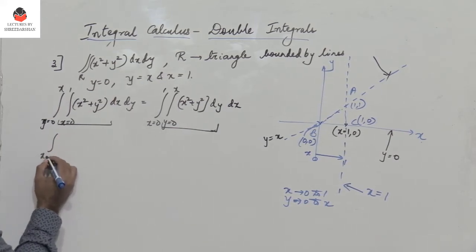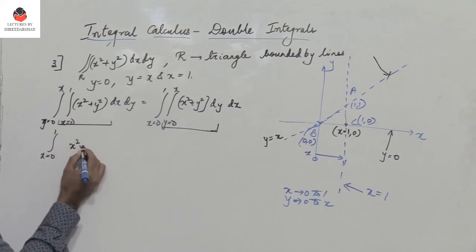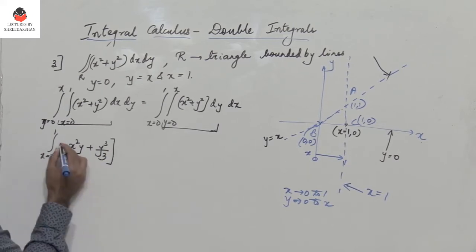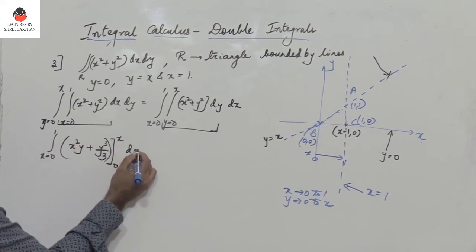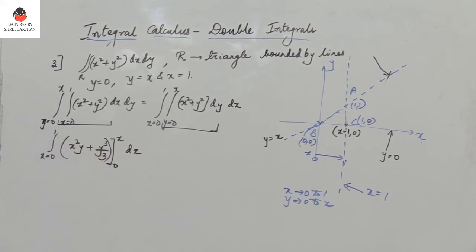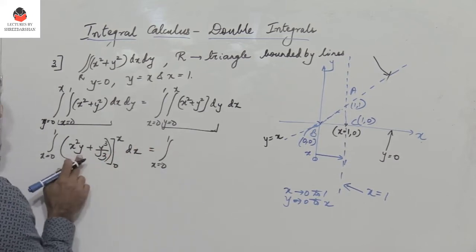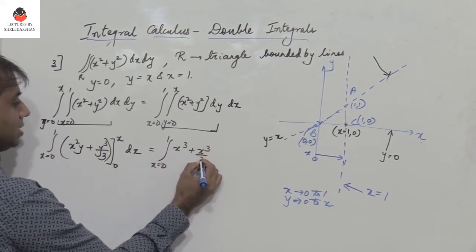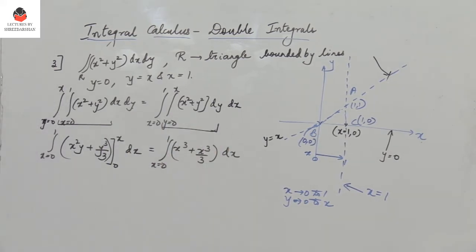So here you have x equal to 0 to 1. So if I integrate this with respect to y, I get x square y plus y cube by 3. And what about the limits? 0 to x dx. So wherever y is there, I need to put x. So this is nothing but x varying from 0 to 1. Wherever y is there, put x. So you get x cube plus x cube by 3 minus 0. So I will avoid it, dx. So you have x cube plus x cube by 3 dx.